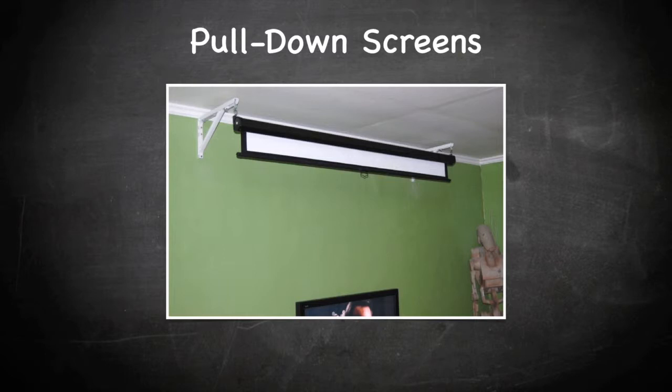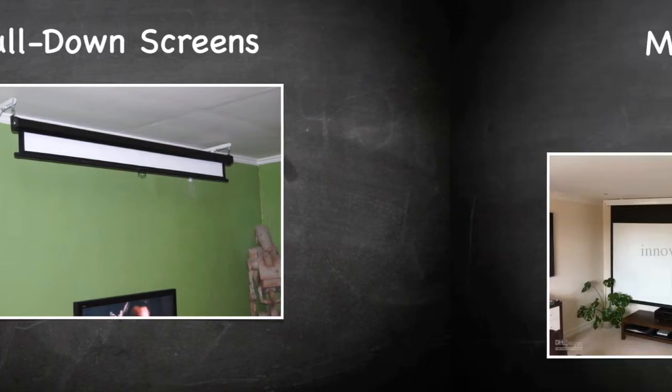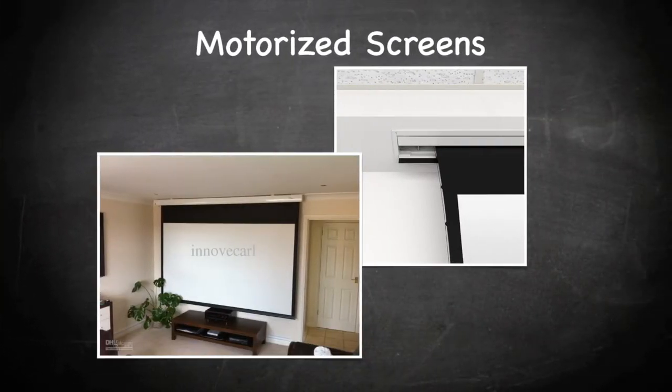Pull-down screens are pulled down manually by hand. They then retract back into the casing. The casing is usually mounted directly to the wall or ceiling or with special brackets. A motorized screen also has a casing. However, rather than pulling the screen down manually, the screen moves at the push of a button. Motorized screens may be mounted on the ceiling, on the wall, or in the ceiling, so even the casing isn't visible when the screen is not in use.